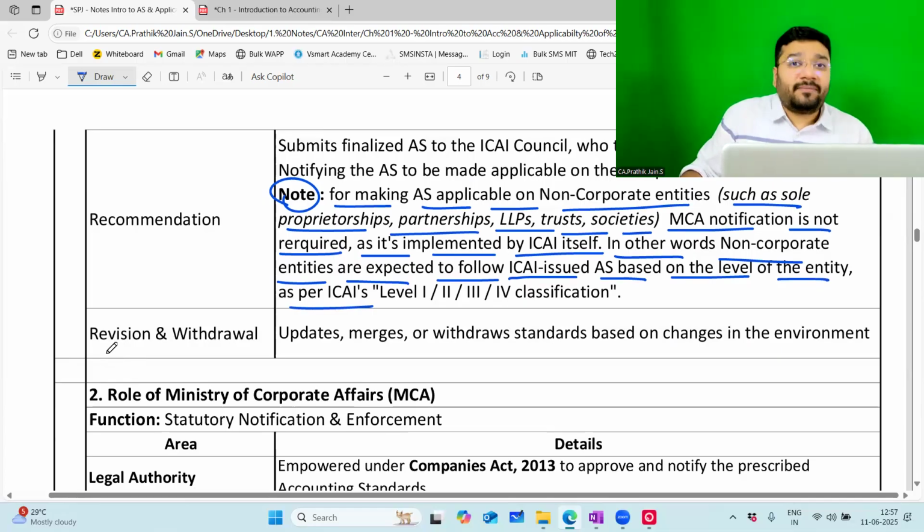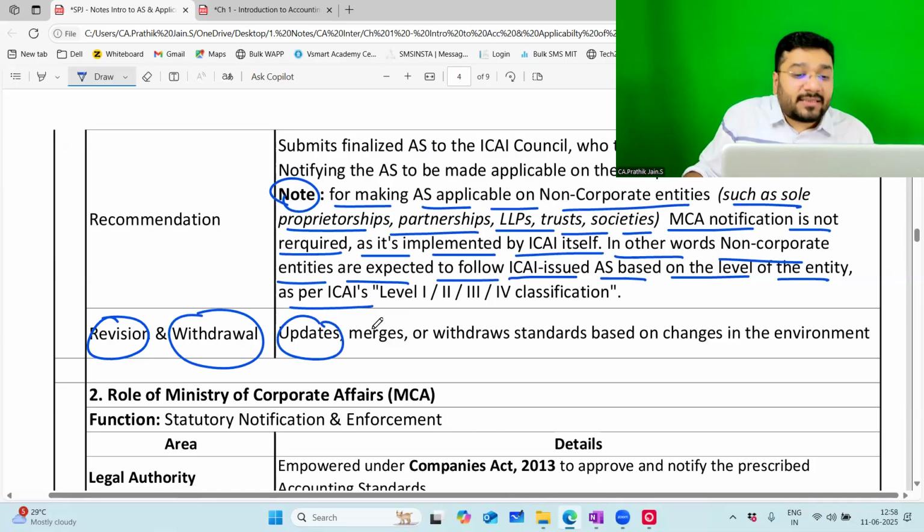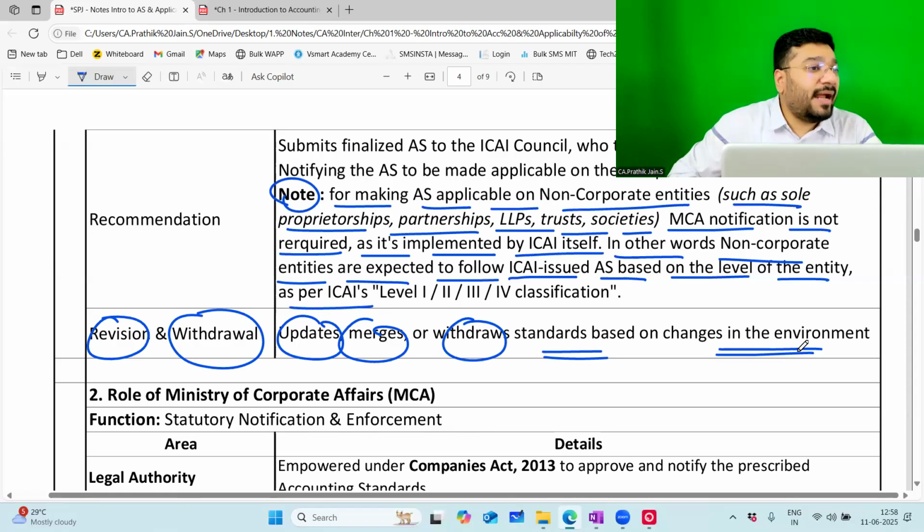Further role of ASB. Whenever required, whatever accounting standards you have developed, you have to redevelop or revise, or whatever is not relevant, you have to withdraw. So whatever updates, mergers, withdrawals needed should be done based on the country's environment: legal, business, and economic environment. Considering that in mind, wherever required, you upgrade and revise. That's why we have AS 3 revised. AS 6 and AS 8 got removed because of this only. Because AS 6 and AS 8 were no longer suitable independently, they got merged. Where it got merged, I'll be discussing in the respective standards.